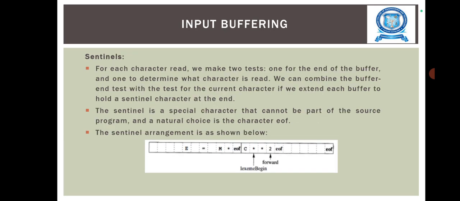Sentinels. For each character read, we make two tests, one for the end of the buffer and one to determine what character is read. We can combine the buffer end test with the test for the current character if we extend each buffer to hold a sentinel character at the end. The sentinel is a special character that cannot be part of the source program, and a natural choice is the character EOF. Here the sentinel arrangement is shown in this figure. First we have to move the forward pointer, and then the next character will be read. EOF is represented as the end of the file.